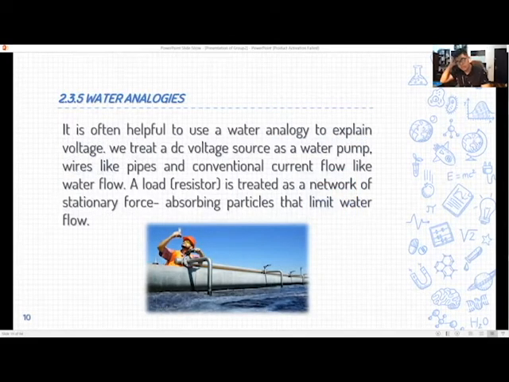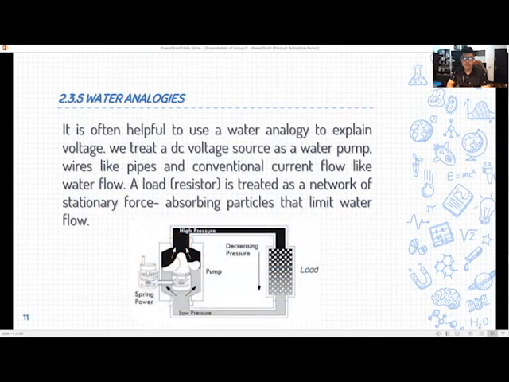It is so complicated, so it will be very helpful if you use water to explain electronics. We treat DC voltage as a water pump, wires like pipes, and conventional current flow like water flow. And the load is just a network of stationary force. And the graph will help you to understand the voltage more easily.